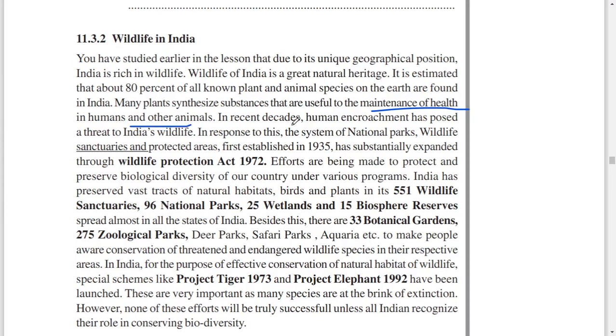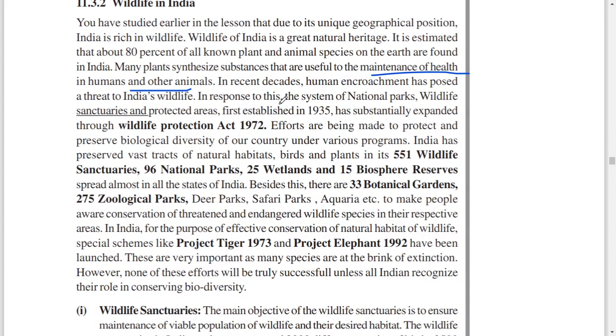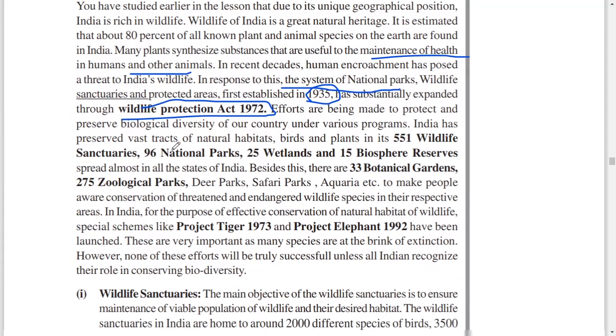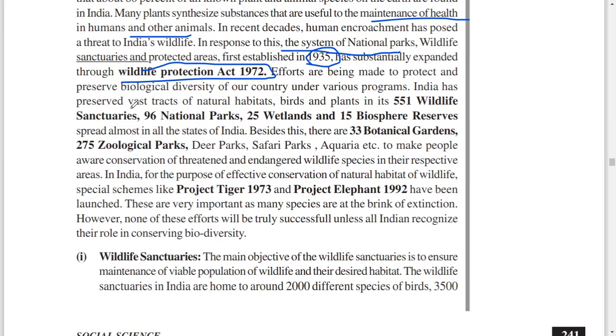In recent decades, humans' encroachment has posed a threat to India's wildlife. In response to this, the system of national parks, wildlife sanctuaries and protected areas, first established in 1935 during the British Raj, has substantially expanded through the Wildlife Protection Act 1972. Efforts are being made to protect and preserve biological diversity of our country under various programs. India has preserved vast tracts of natural habitats, birds and plants in its 551 wildlife sanctuaries in 1996.